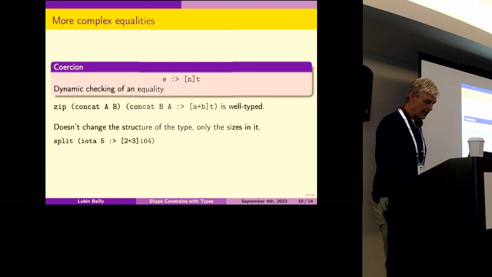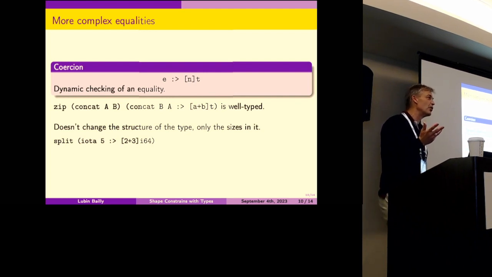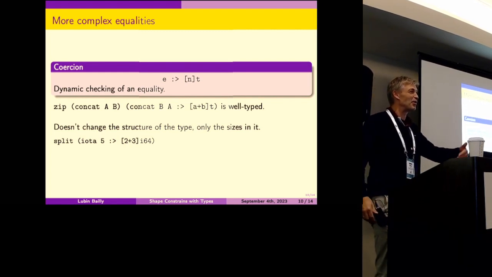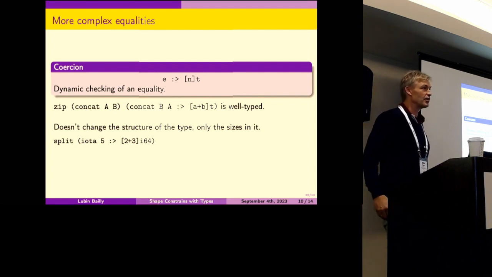So again here, if we do split, this is what we saw before, we need iota 5. We need to cast it to 2 plus 3 before we can split it. You can write your ordinary split functions as you would, saying give me a number and another number and then split it. That is definitely possible. I'm just saying here that it's also possible to write these kinds of functions where you extract the sizes and use them in some context.